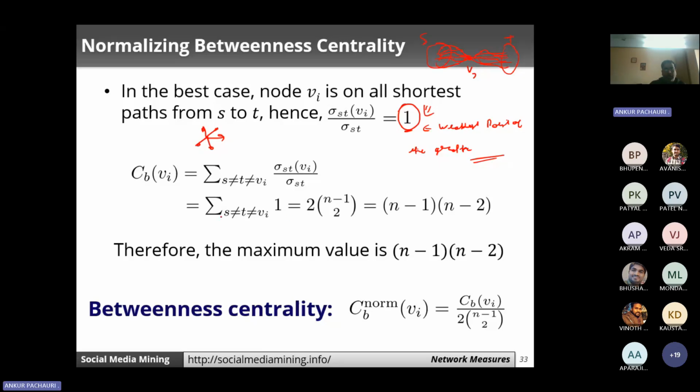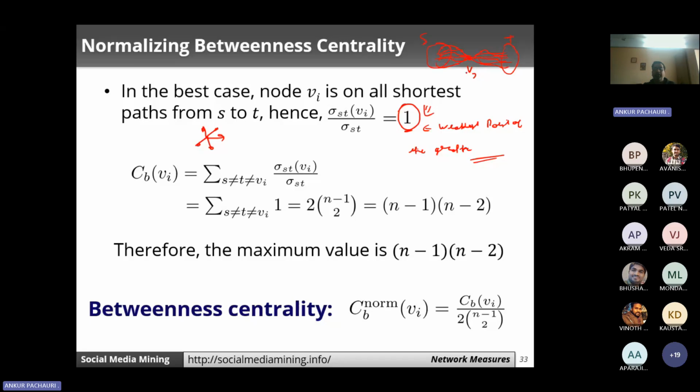Okay, now, if this is equal to 1, what does it mean? It means that you choose, if this is an undirected graph, so that's why it is 2 times, undirected graph. So you're choosing any 2 nodes out of n minus 1 nodes, because 1 is this.